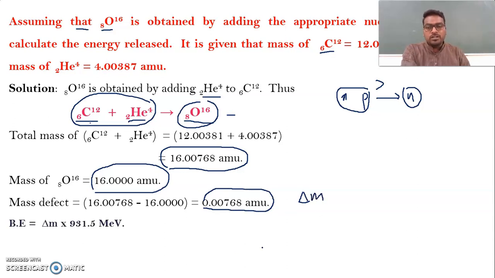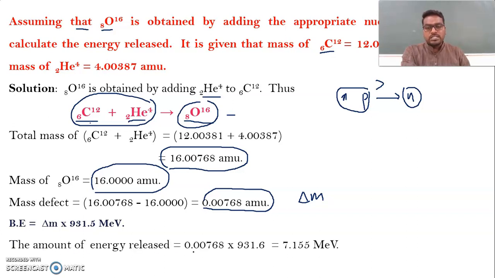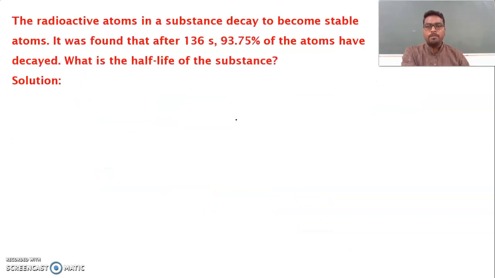Then if you substitute the value in the binding energy equation, delta M into 931.5 mega electron volts, this is the energy you will get, that is 7.155 mega electron volts of energy is obtained during this process. Next problem.